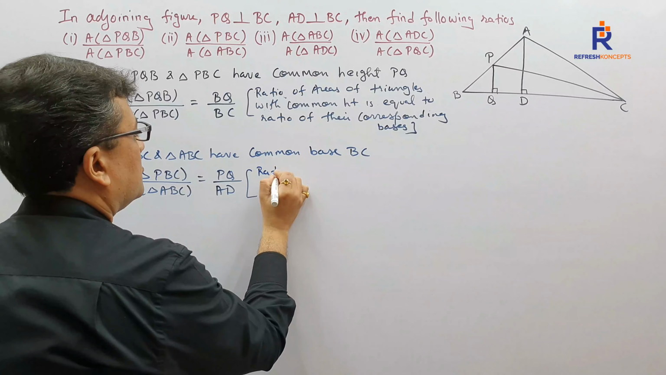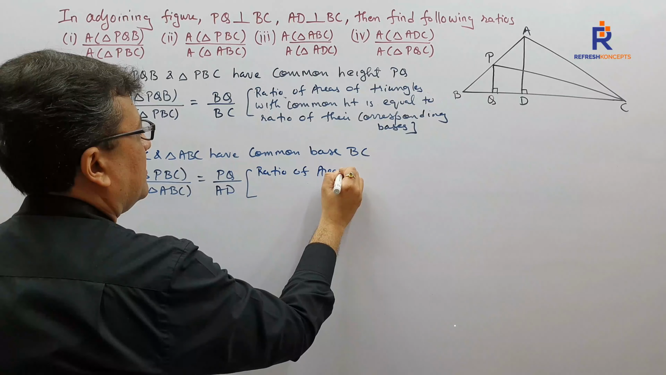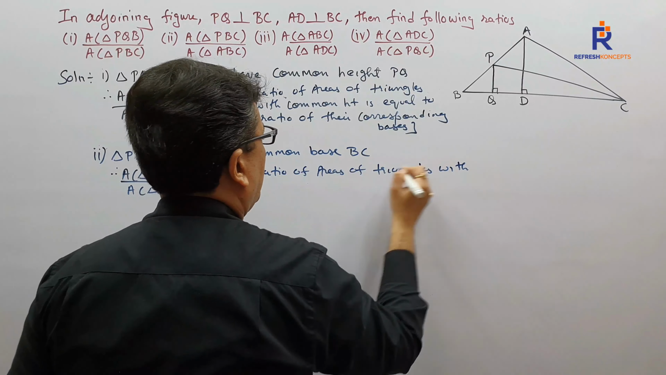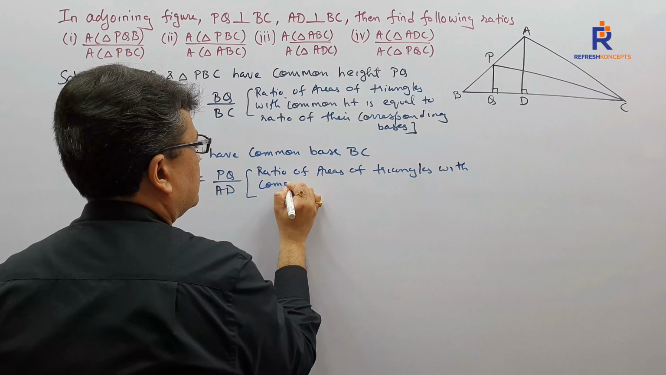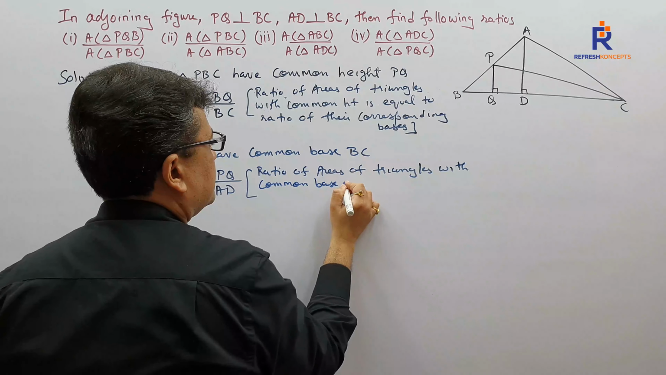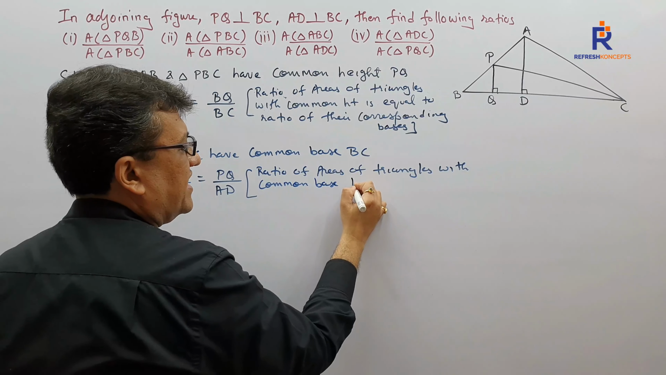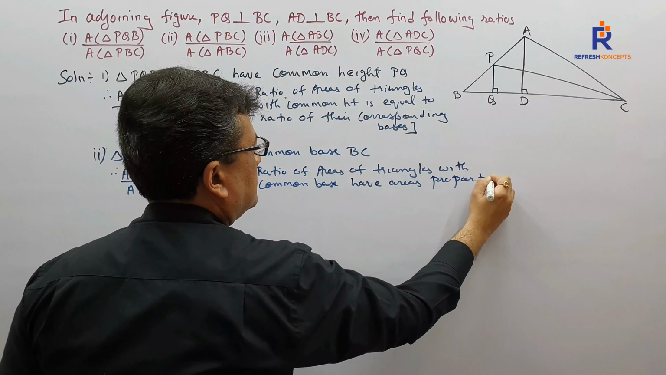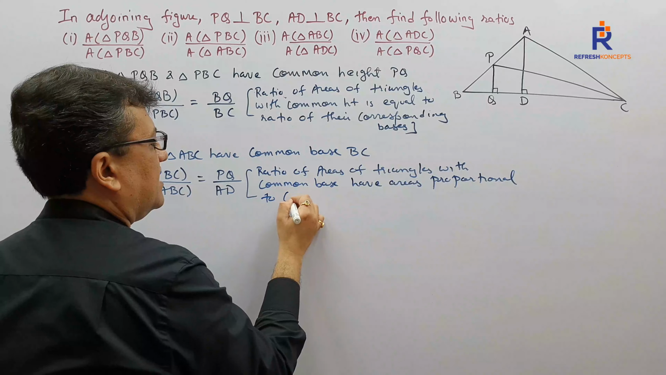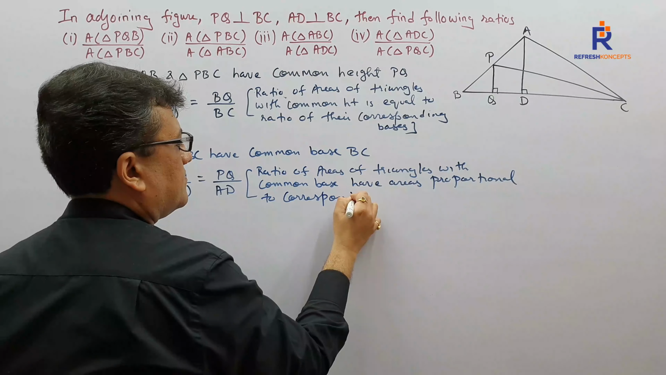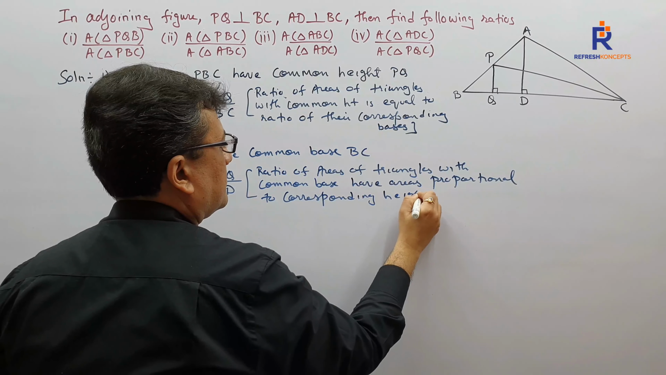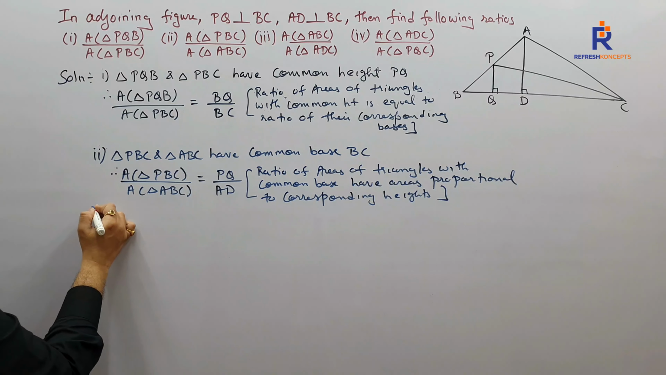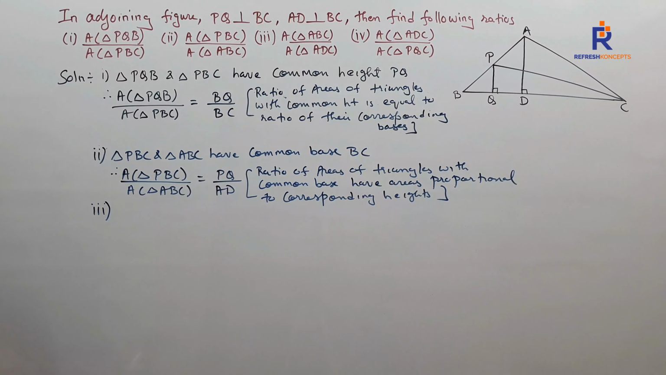So the ratio of areas of triangles with common base have areas proportional to their corresponding heights. Or you could have said triangles with common base have areas proportional to the corresponding height. Reason is from your end, children. What is the third one?